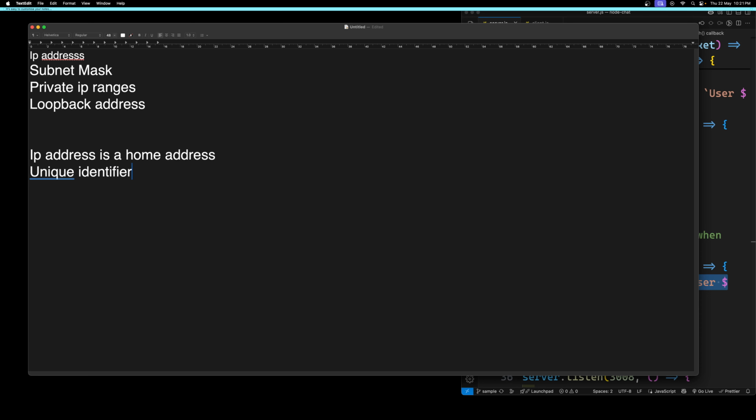For IPv4, which we are focusing on today, an IP address is 32 bits long, which we have learned already, and it is split into 4 different parts. We normally call these portions octets, each ranging from 0 to 255.